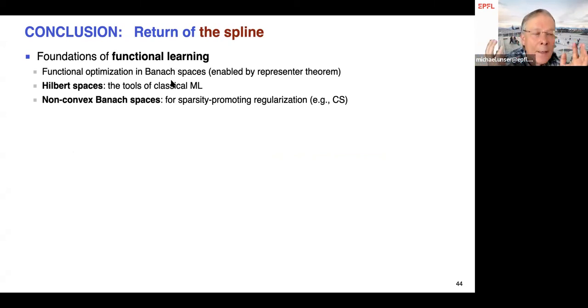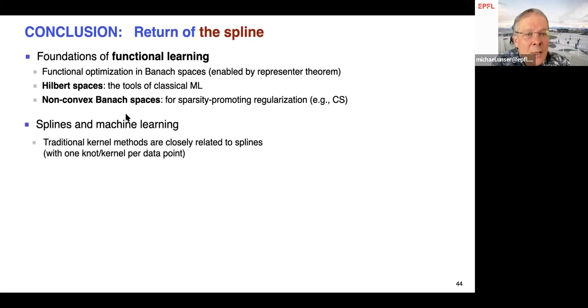So I told you that functional optimization in Banach space is the key, and it's enabled by this very general representer theorem that I told you about. Now, in particular, we get back all the old stuff of classical learning, or all the tools which were producing reproducing kernel Hilbert space. But now, if we consider non-strictly convex Banach spaces and the ones that promote sparsity, we get very interesting results.